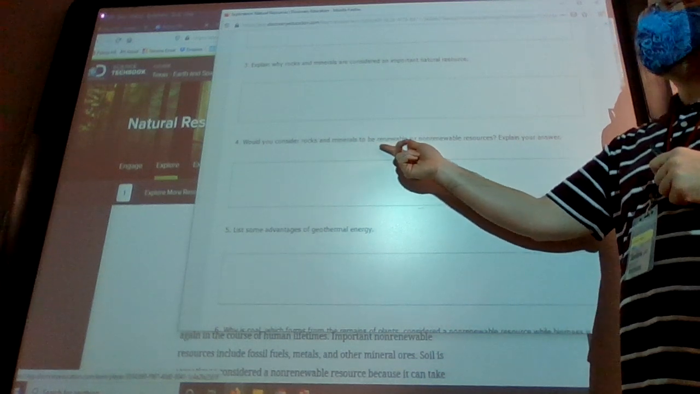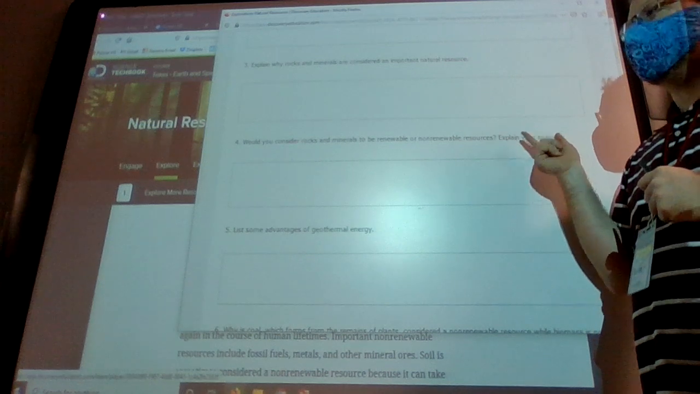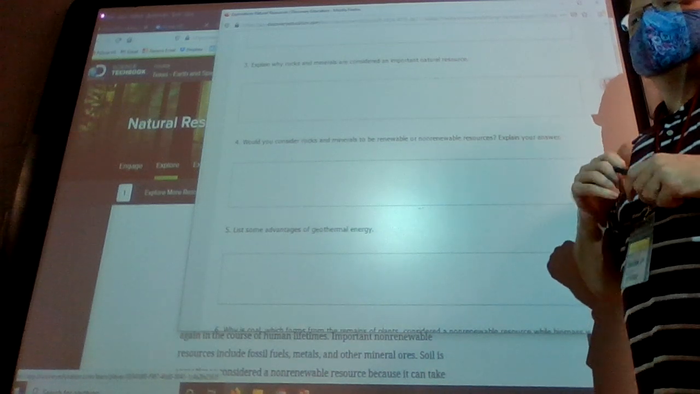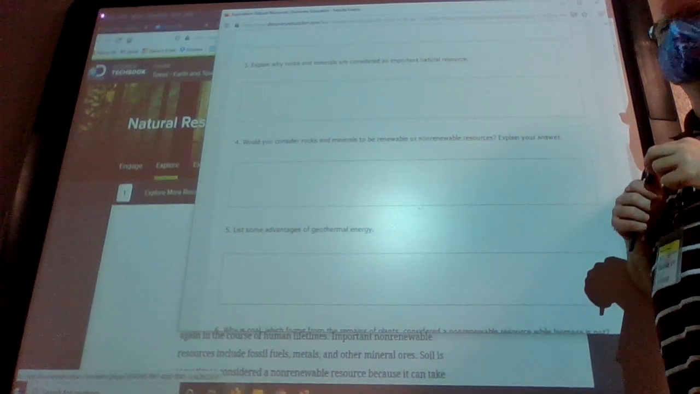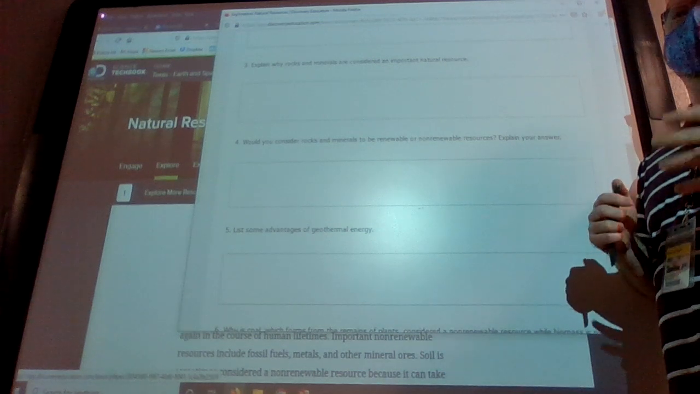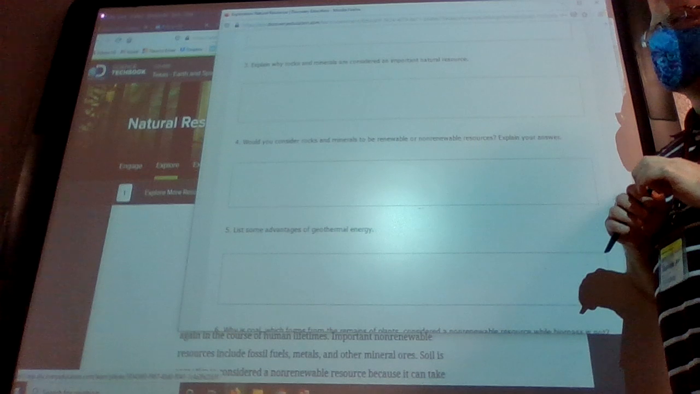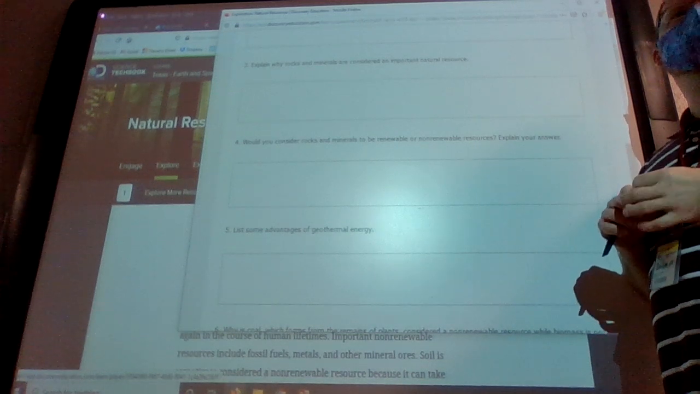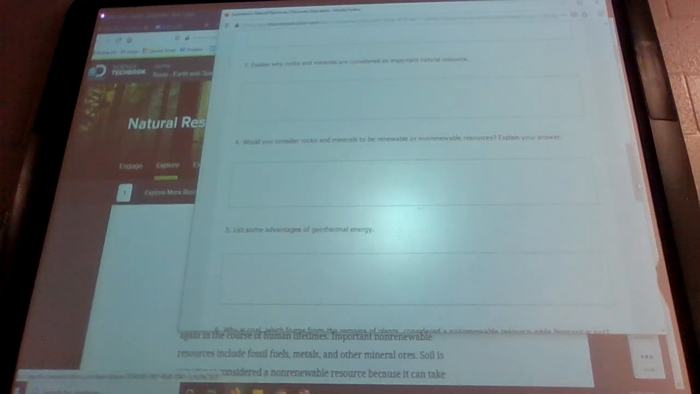Would you consider rocks and minerals to be renewable or non-renewable resources? Explain your answer. Probably non-renewable because once you use so much of it, it's done. Yeah, you're not going to get it back. You have a finite amount of metals on the earth, and you're not ever going to be able to create more metals. You can make new compounds out of those, but you can't take an oxygen atom and turn it into an aluminum atom. It just is what it is. So, yeah, they're going to be non-renewable.